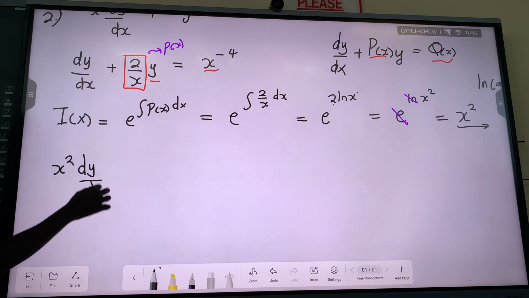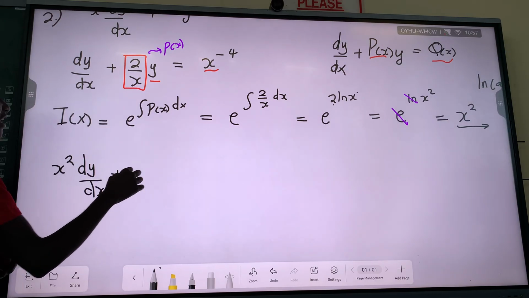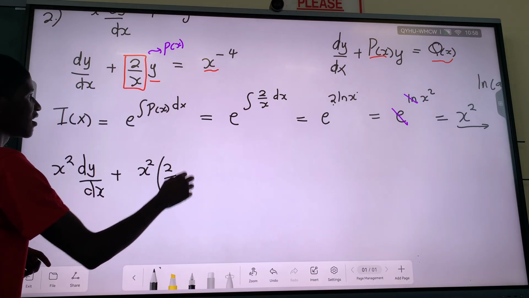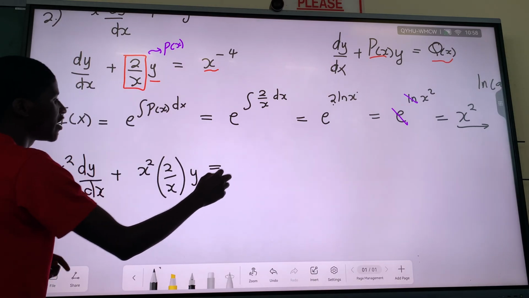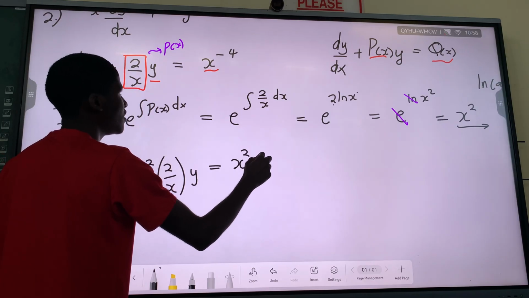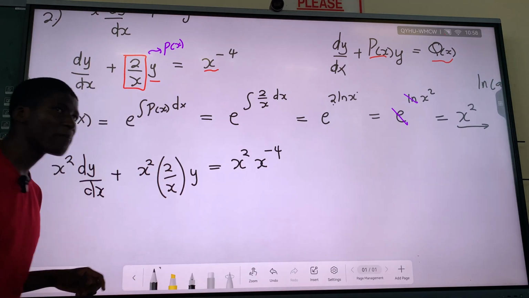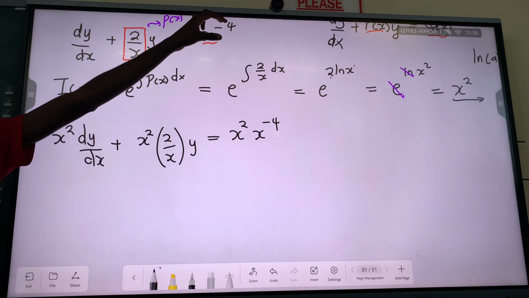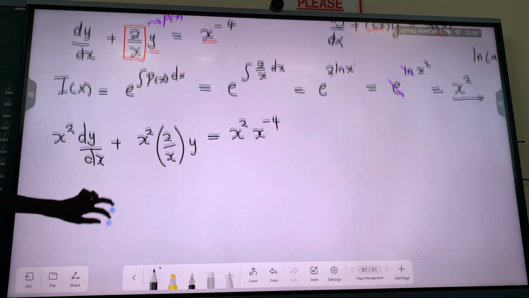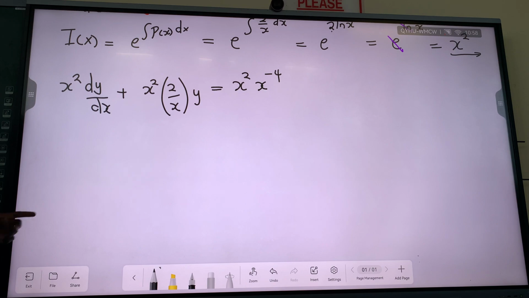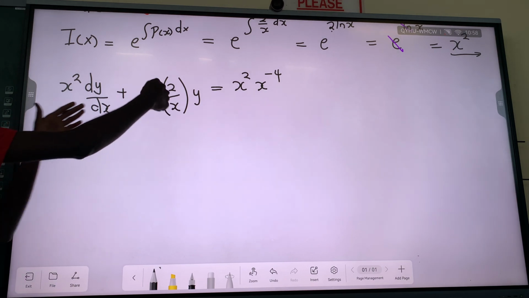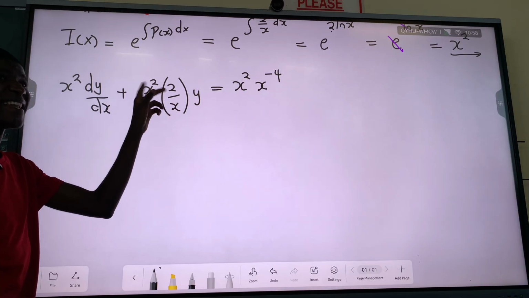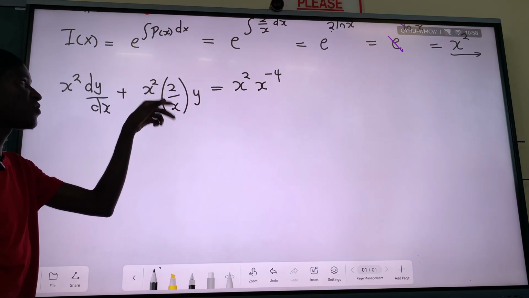So x squared dy/dx plus x squared times 2 over x y, then x squared times x to the power negative 4. Let's multiply the entire equation with the integrating factor x squared. Now, all you have to do is simplify again. What do we recognize here, x squared and x? What can happen between x squared and x?